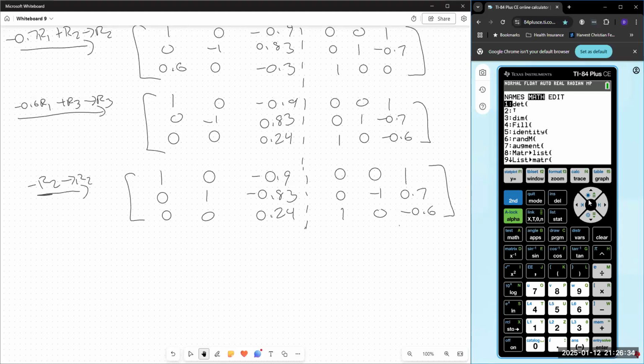Second matrix, math, multiply a row here, and we want to multiply by 1 over 0.24. This is second matrix A. We want to multiply row 3, and look at that. There we go, and it's got the repeating decimal in there and everything. Let's go ahead and save that. Second matrix A.